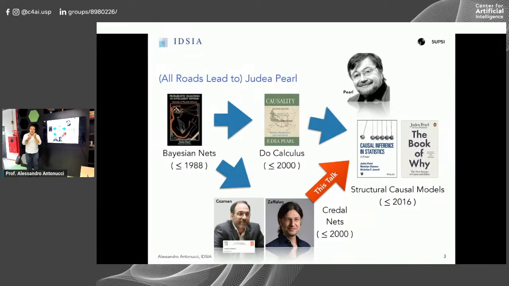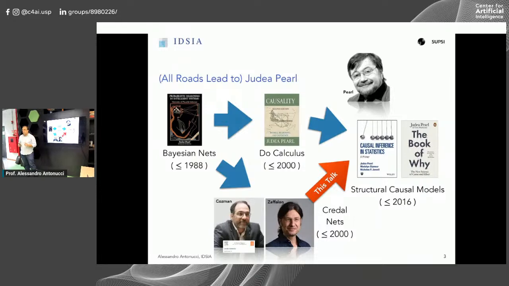Fabio Cozman is the person who formalized all this idea. He wrote in 2000 this paper, Credal Networks, and this was basically the formalization of this generalized probabilistic model. While somehow the idea was still observational. Marco Zaffalon was my supervisor in Lugano. We also did some work together on the topic, and the idea was still to describe the correlation between the variables in this generalized sense, but still without any causal flavor.